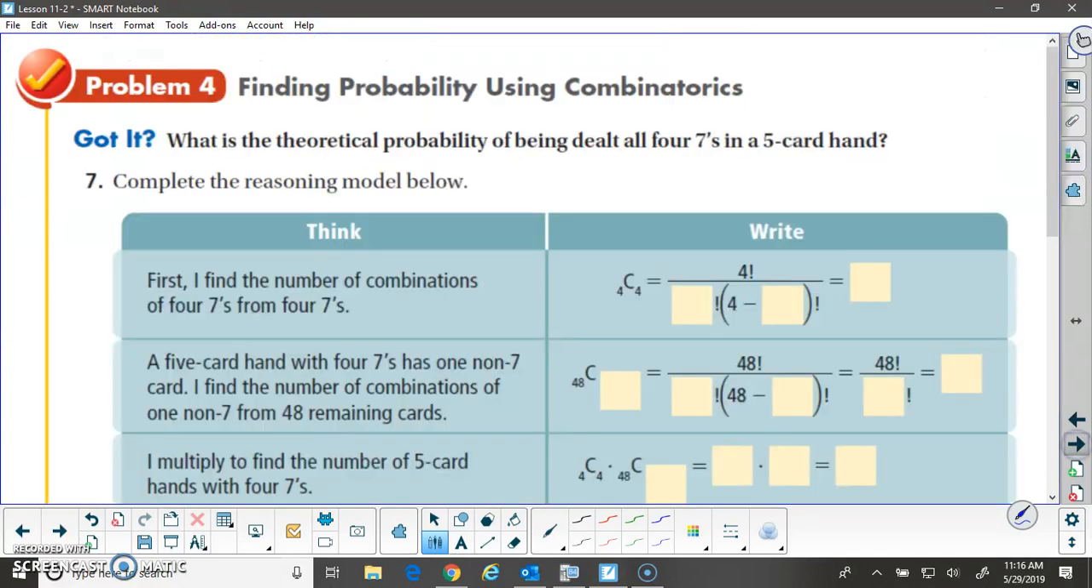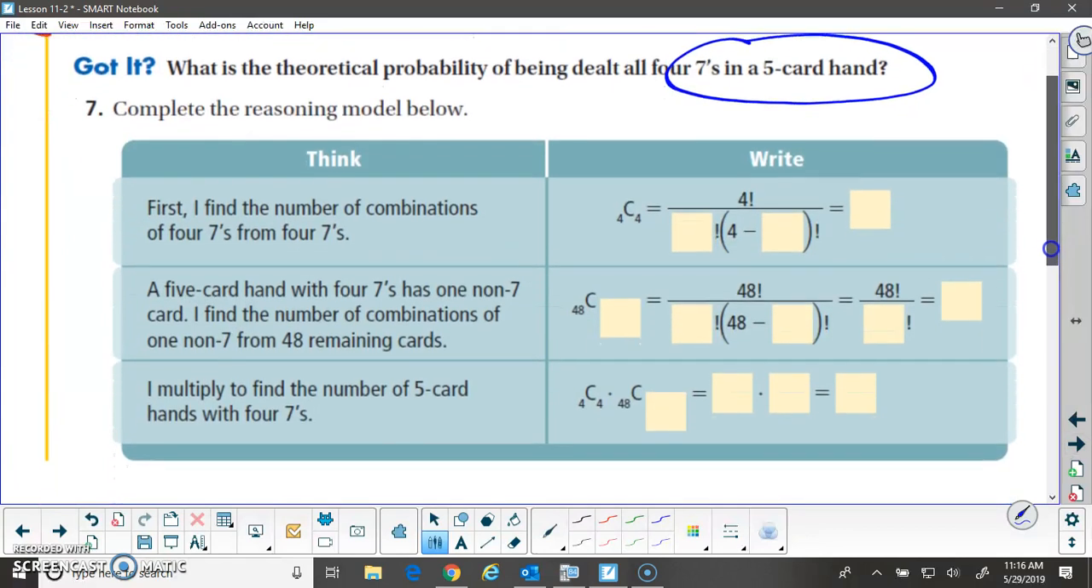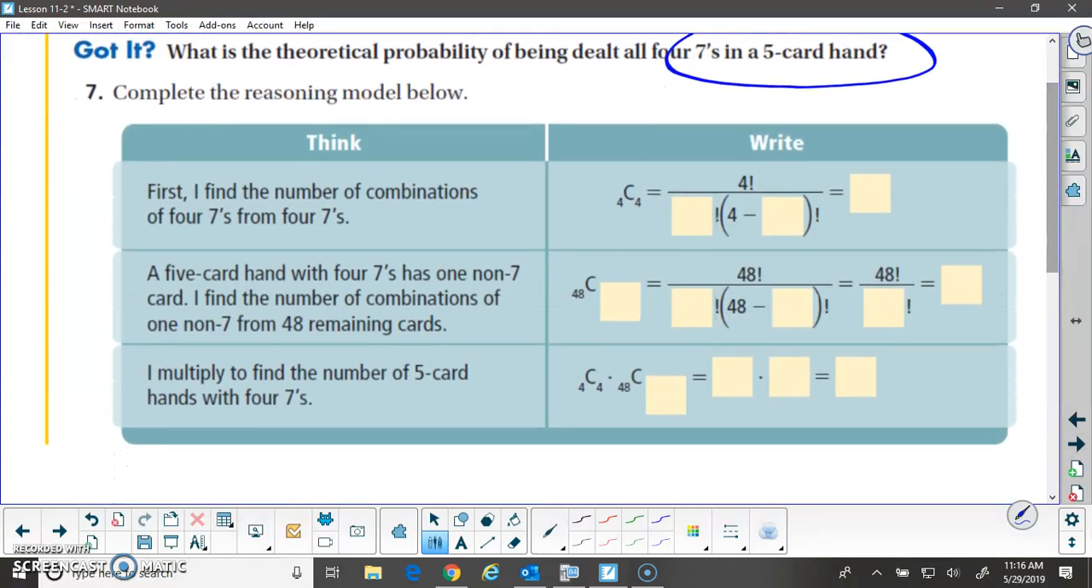Problem 4 is finding probabilities using combinations, combinatorics. The problem says, what is the theoretic probability of being dealt all 4 sevens in a 5-card hand? So kind of like poker. We're going to complete this chart to help us. First, we find the number of combinations of 4 sevens from 4 sevens. So that would be 4 nCr 4, like you can see here. And so I'll put a 4 there, and this would end up giving us one outcome. There's one way to get 4 sevens from 4 sevens.